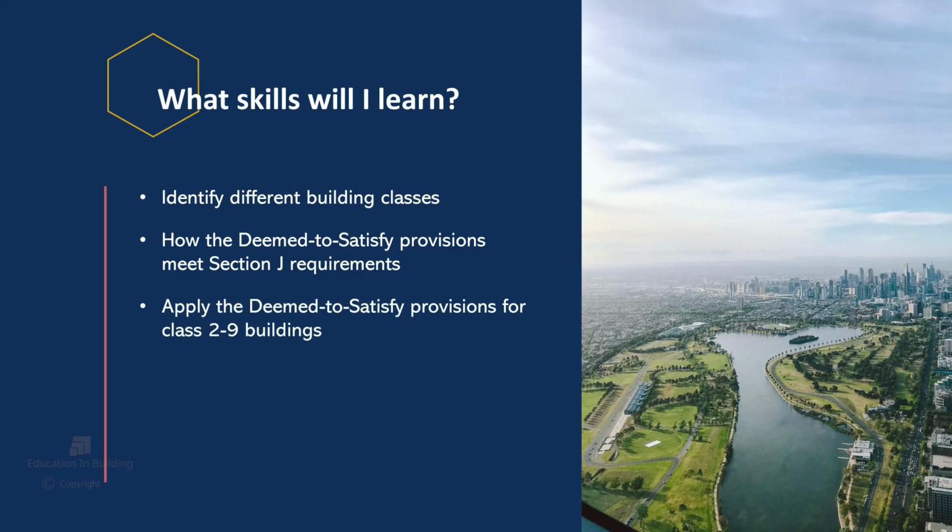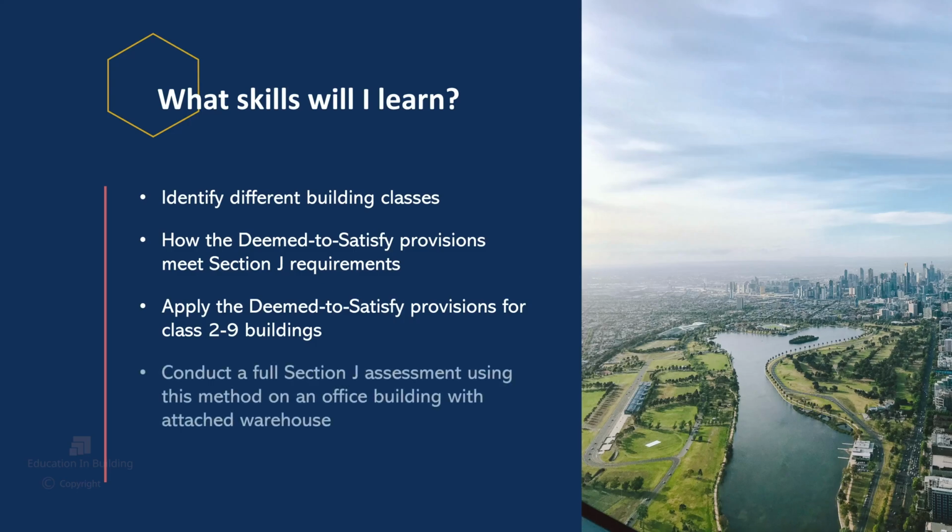Well, this course isn't all about information though. We want you to gain some practical experience. So to do so, we'll conduct a full Section J assessment on an office with an attached warehouse throughout our course. And finally, once you've conducted a Section J assessment, how should you present that assessment in a report? You'll learn what information to include and how to structure the report to be professional and easy to read.